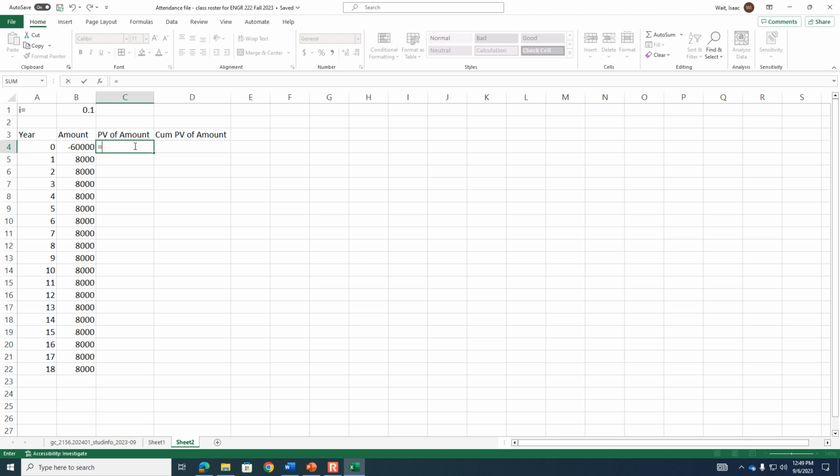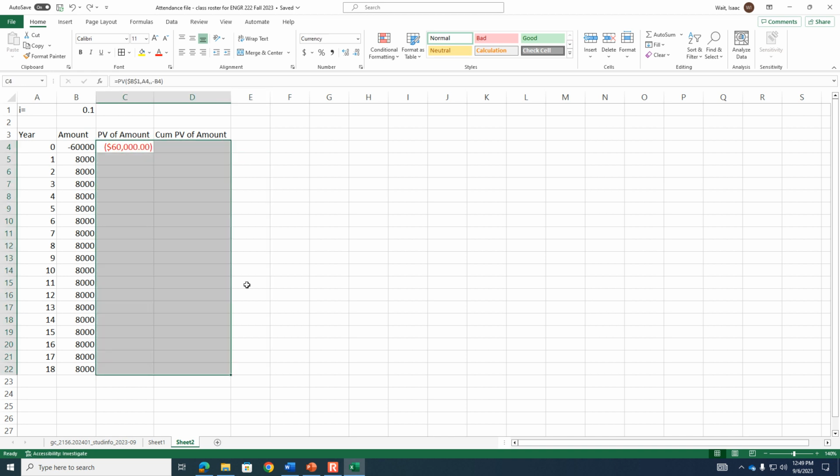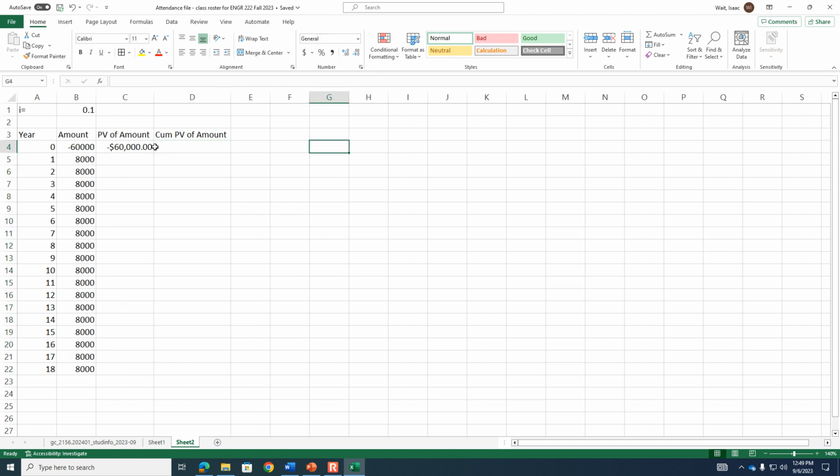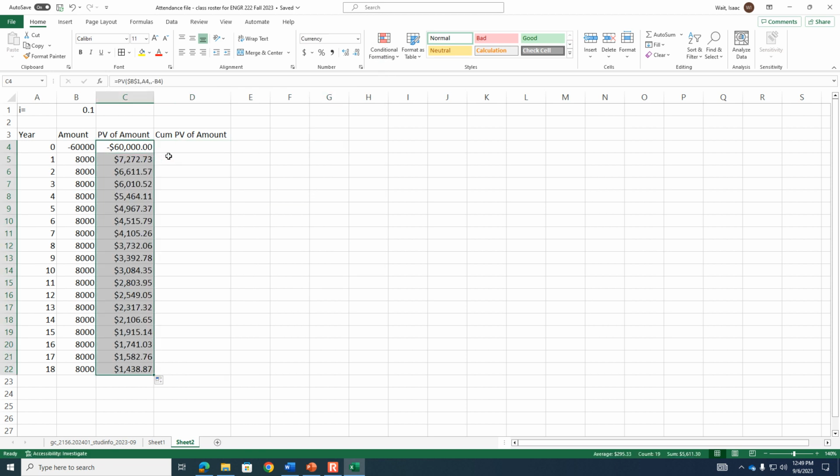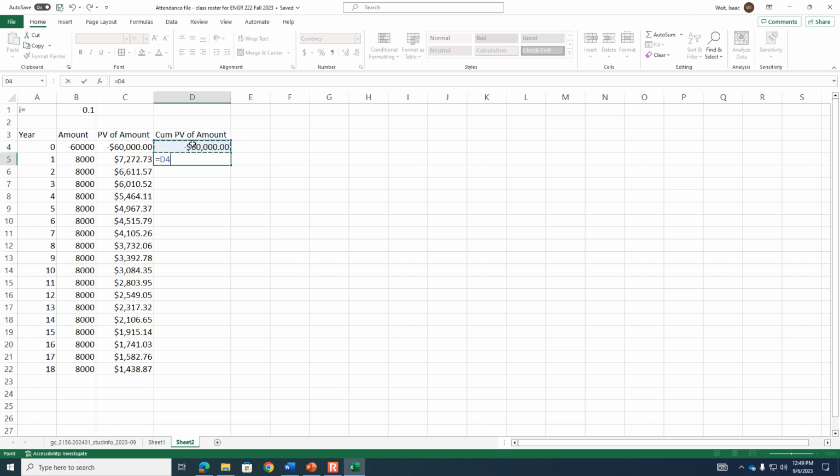I'm going to do equals PV. The rate is the 10%. The NPER is whatever year we're on. I'm skipping over that PMT field and the negative of the amount into the future value field. And let me change the formatting of this to currency rather than the default accounting style. Currency. All right. So if I drag that down, I find out the present equivalent of each of those future amounts, and then the cumulative amount is just the previous year's cumulative amount plus how much you earned that year.